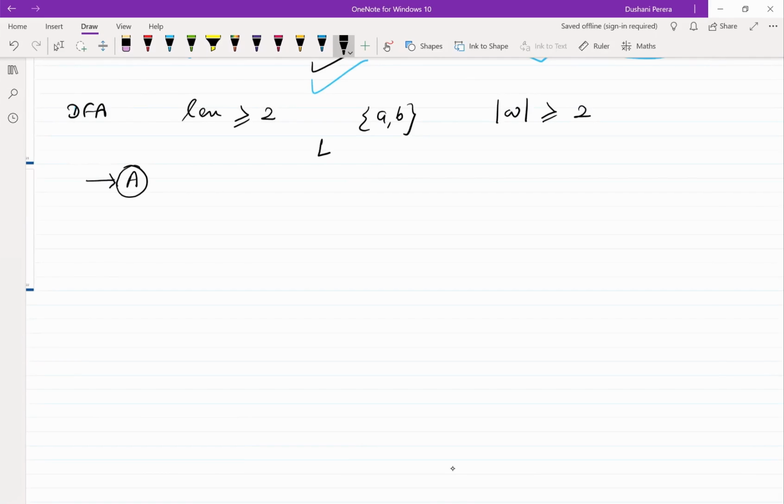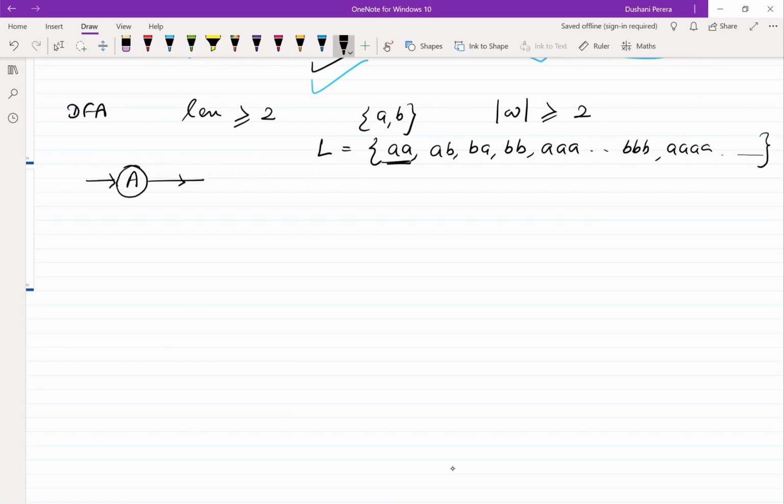What is the language we are talking about? Greater than or equal to 2. So I can have the strings from the earlier set, and in addition I can have anybody else. A up to B, then A up to everything. After that, anybody is accepted by this particular finite representation. Okay, so let's draw the skeleton first.